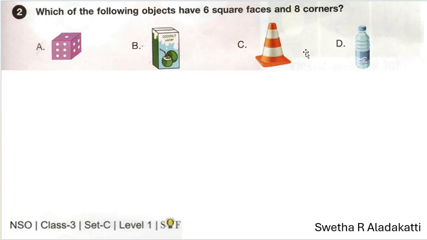2. Which of the following objects has 6 square faces and 8 corners? A. Dice, B. milk can, C. water, D. coconut water can. Let's see the answer. A is a dice, which has square faces. B has a rectangle face. C is a cone. D is a cylinder. So we go with option A, square face.